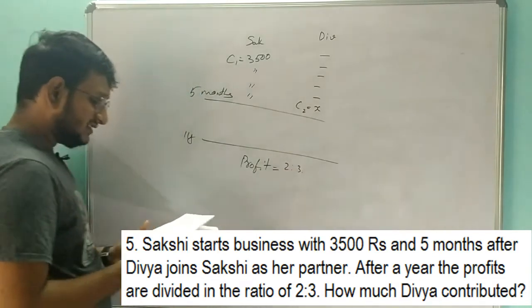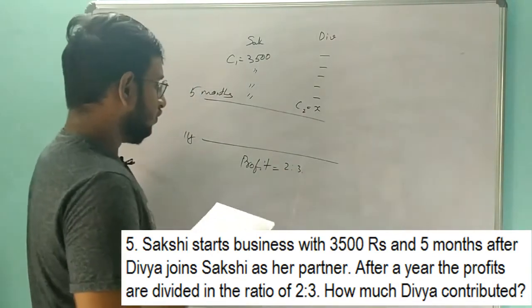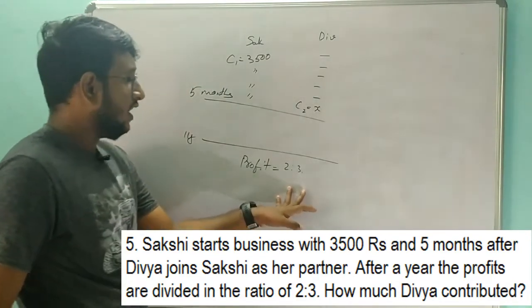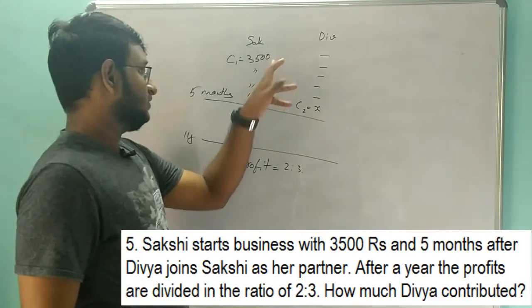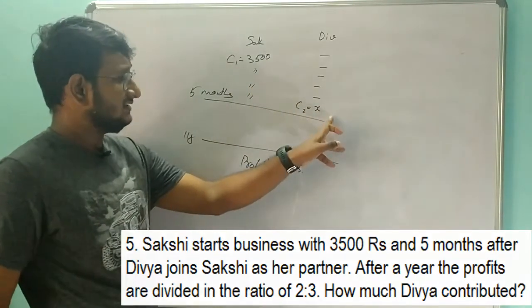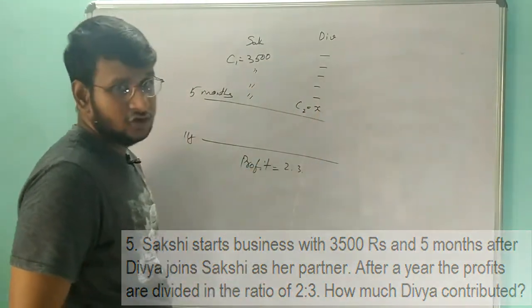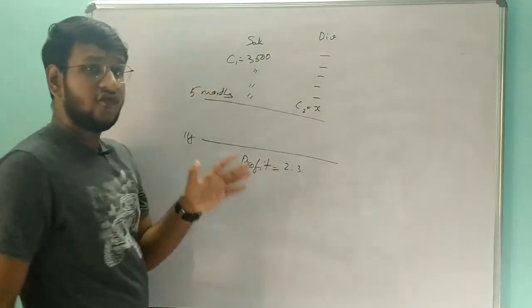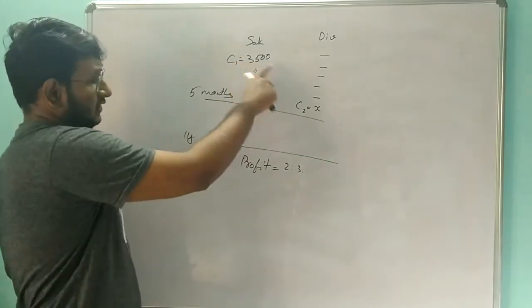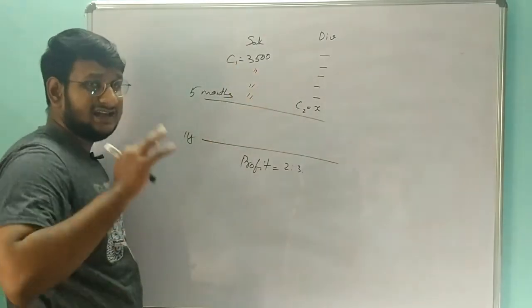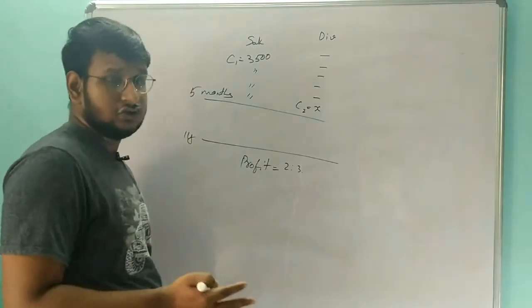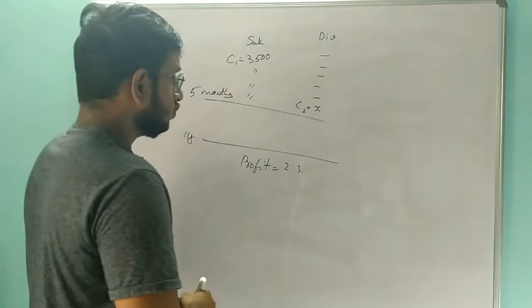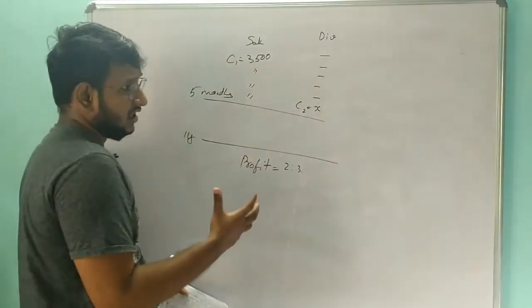Okay, so how much has Divya contributed? They have given the profit ratio, and they have given Sakshi's investment, and they are asking us to find Divya's investment. So clearly Sakshi has invested 3,500 for 12 months. This 3,500 will continue till the end of the year. So this is the scenario.